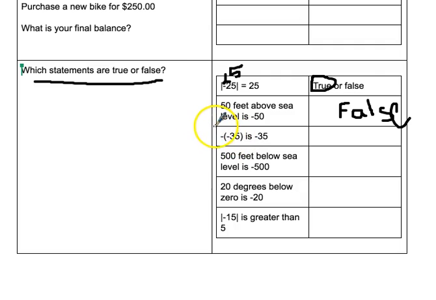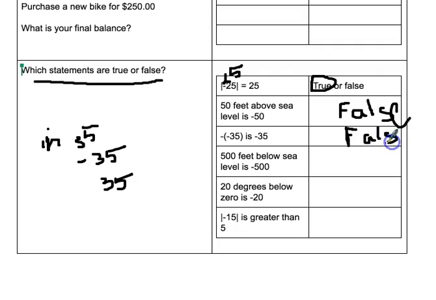The opposite of 35 is negative 35. Again, remember, you're going to start with the integer, and we're going to say the integer is 35. The opposite of 35 is negative 35. The opposite of negative 35 is 35. So the statement that the opposite of negative 35 is negative 35 is a false statement. That is not true. It is a positive 35.